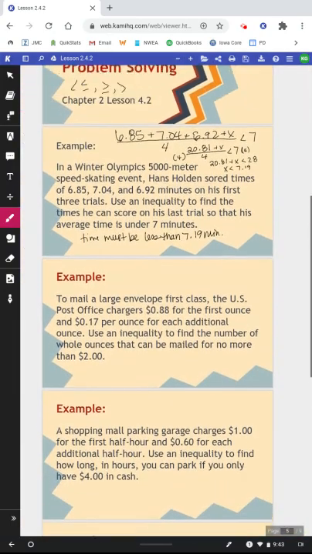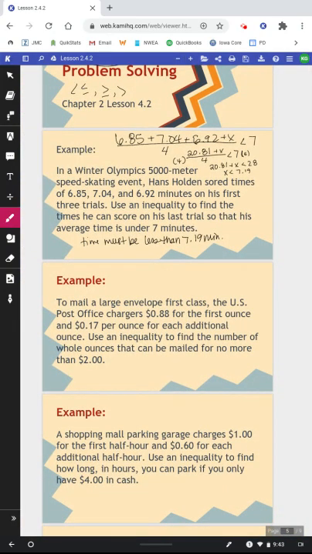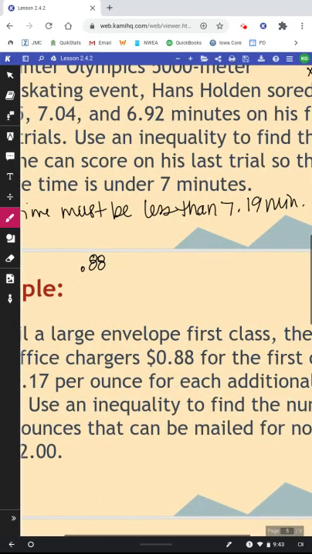Number 2, to mail a large envelope first class, the U.S. Post Office charges 88 cents for the first ounce and 17 cents per ounce for each additional ounce. Use an inequality to find the number of whole ounces that can be mailed, spending no more than $2. So what we have here is 88 cents to start, plus 17 cents for each one after the first ounce.